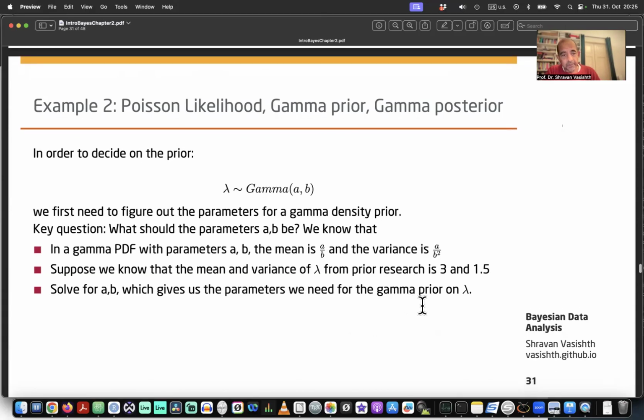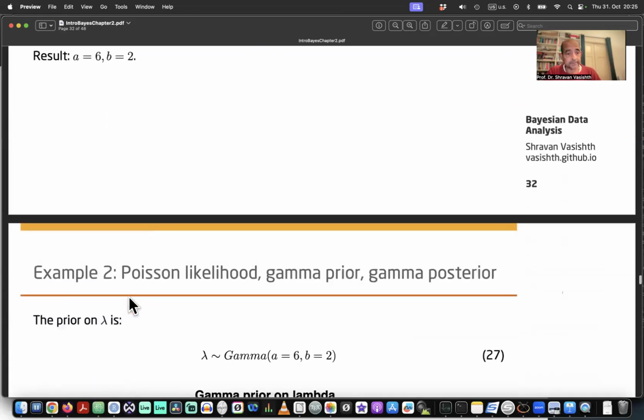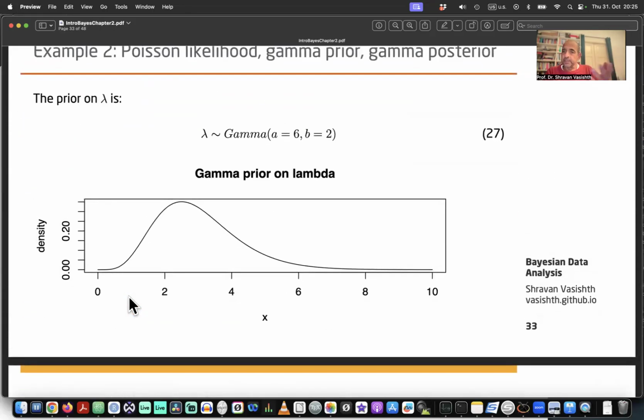We know that the mean and variance of lambda are 3 and 1.5 respectively, and we also know the formulas for mean and variance in the gamma. So we're going to solve for A and B. That's pretty easy. Here I'm solving for A and B. If you do the math, I'll leave you to work this out. The result is that A is 6 and B is 2. Okay, so now we know what the prior should be based on prior knowledge about lambda. This is an example of how you would come up with a more principled way to decide on what the prior distribution should be for the lambda parameter.